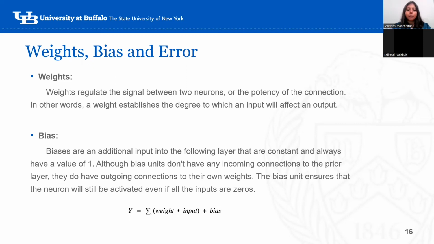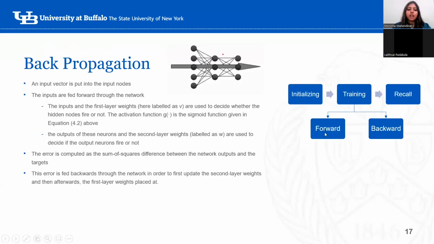Now, coming to backpropagation. Backpropagation is a process involved in training a neural network. It involves taking the error rate of a forward propagation and feeding this loss backward through the neural network layers to fine tune the weights.